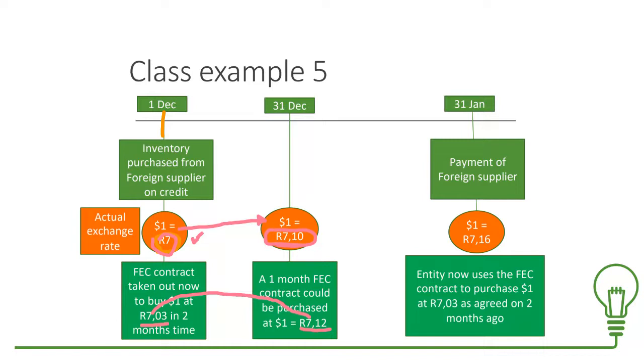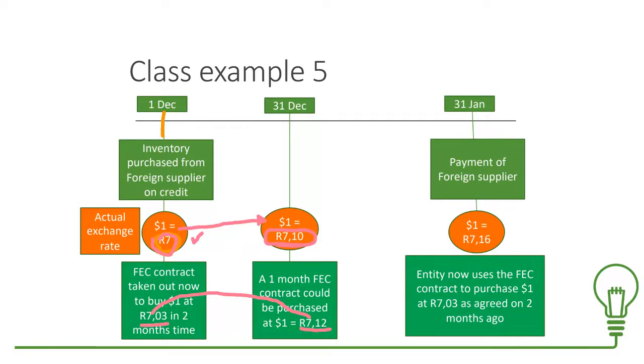We have made a gain because the fair value is now higher than the cost. So we've got a gain here. It's costing us 7 Rand 3 cents. The fair value is 7 Rand 12 cents. We've made a gain in this situation.